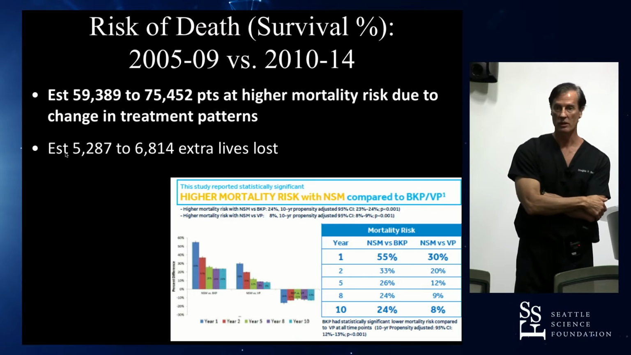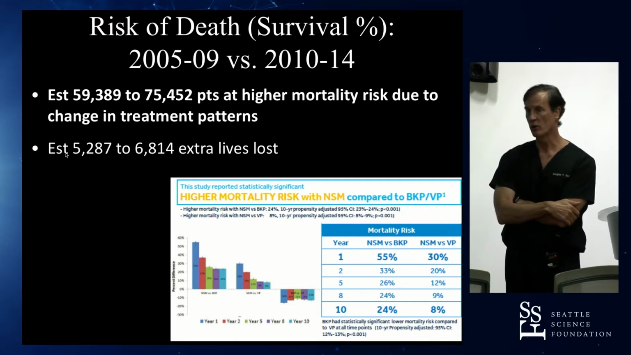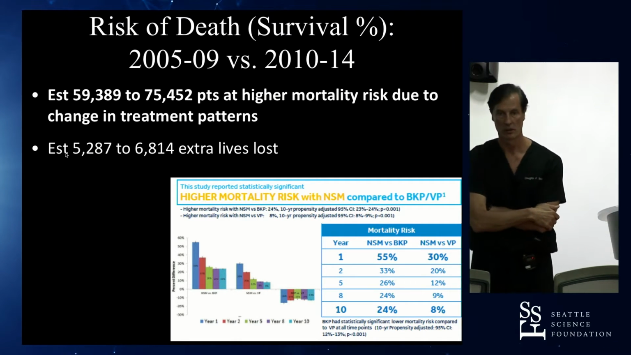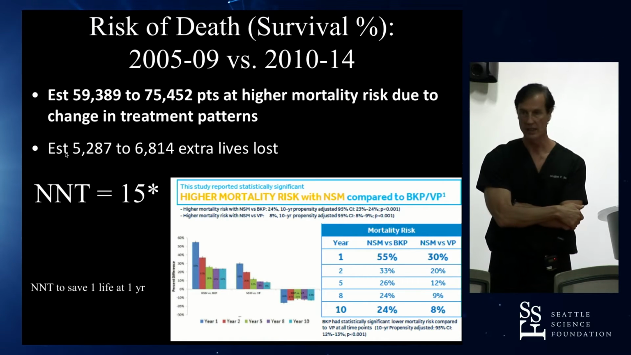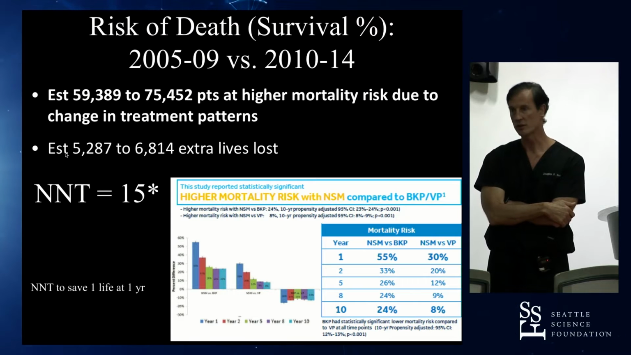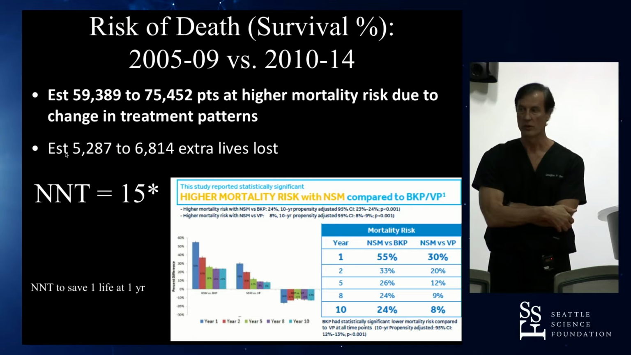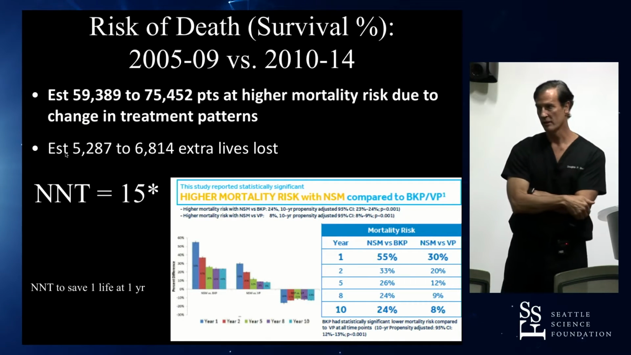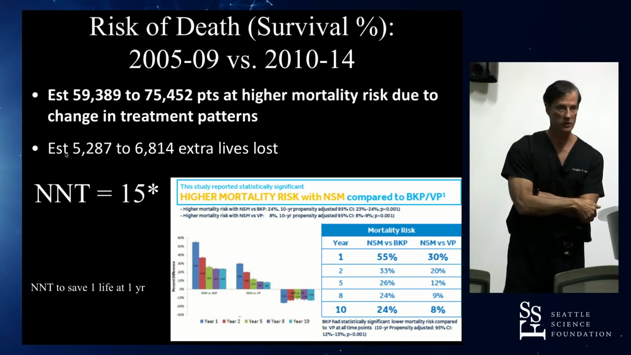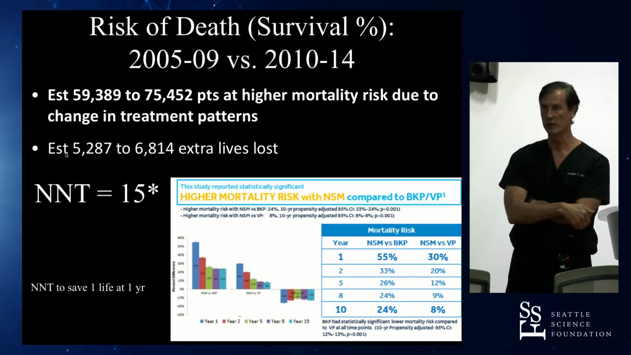Remember what I told you earlier. What's the number needed to treat to save 1 life in 1 year? 15. NNT is 15. Where did this NNT come from? It comes from this database. This was done free. The database study for mortality was a sponsored trial, sponsored by Medtronic. Thank you guys very much for that.